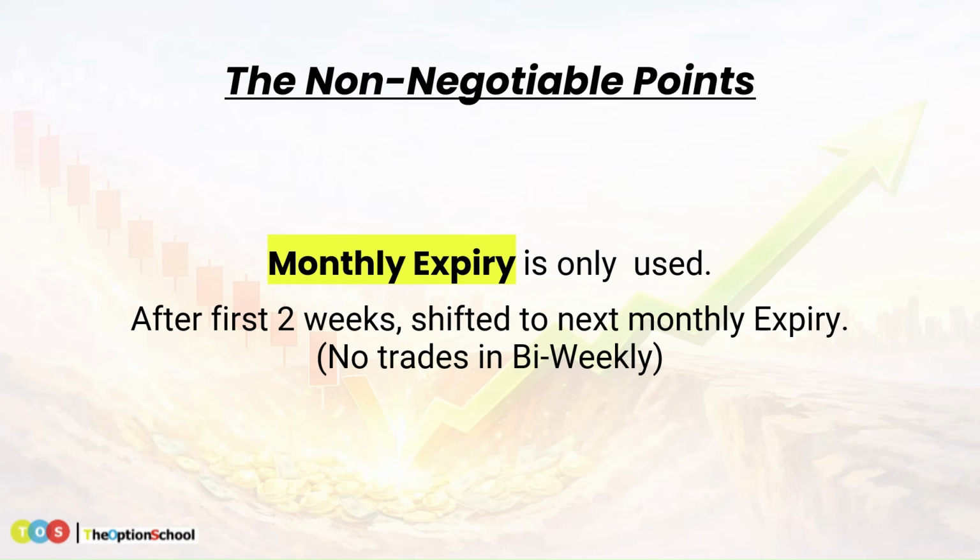The second non-negotiable point is that we use only monthly expiries. In fact, after the first 15 days, monthly expiry also becomes bi-weekly. So after 15 days, we have shifted the trade to the second month so that we are well into monthly expiries only. There is a reason for this.